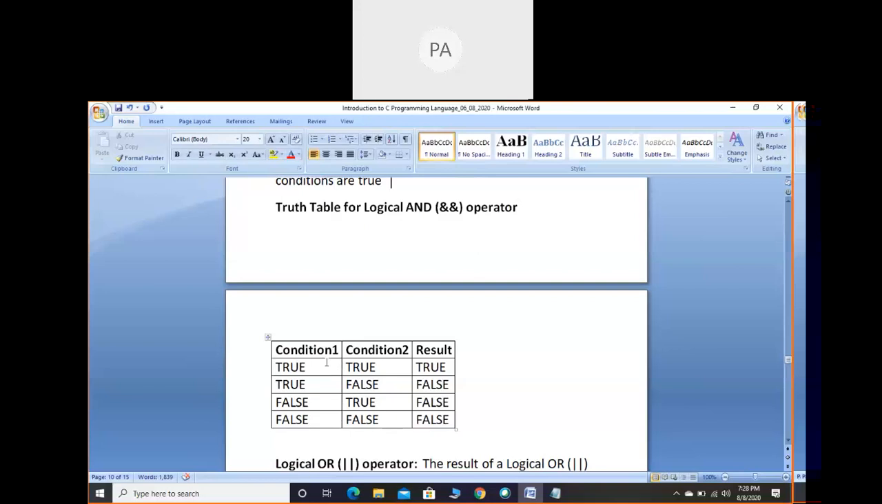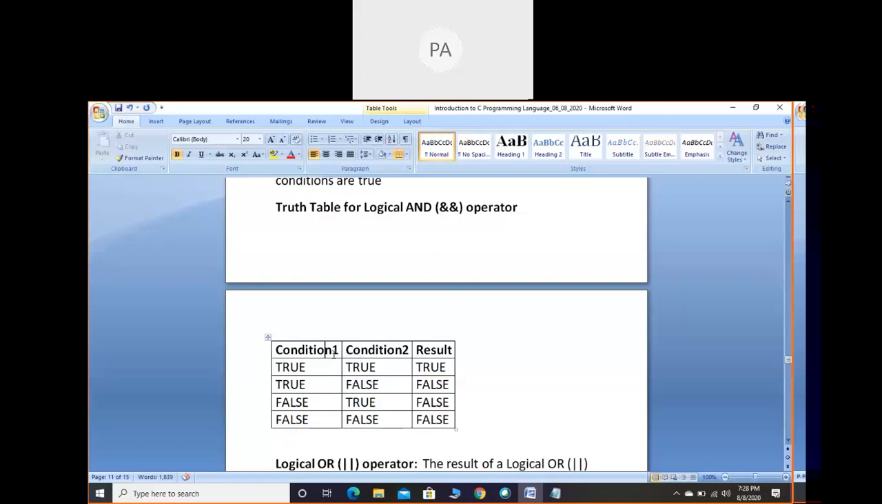See, condition 1 and condition 2. For condition you can consider expression, even expression 1 and expression 2, or operand 1 and operand 2, because the meaning of operand is a variable or a constant or an equation. So again I will tell, the meaning of operand is a variable or a constant or an equation, that is expression. Here that expression we can consider as a condition. If you look at this truth table, they have given two conditions. More than two conditions can also exist; two is the minimum requirement.